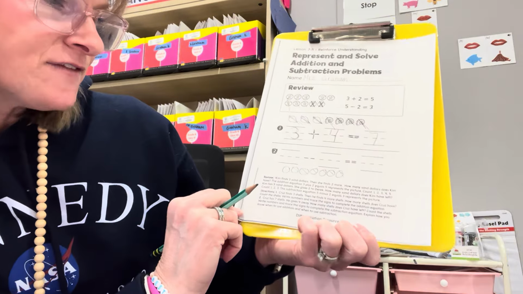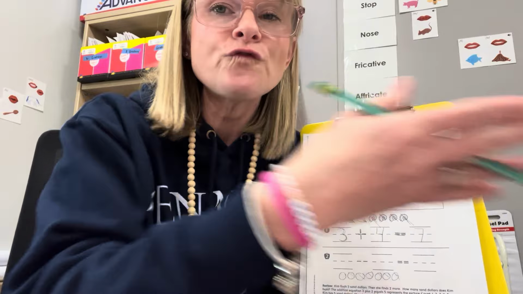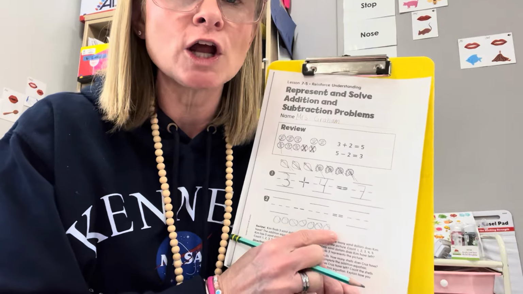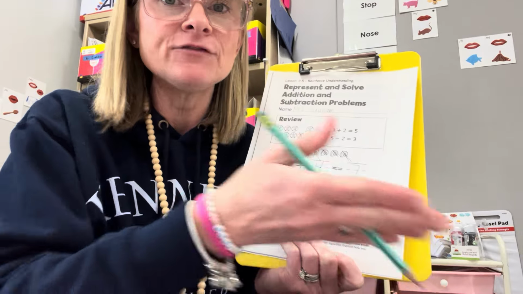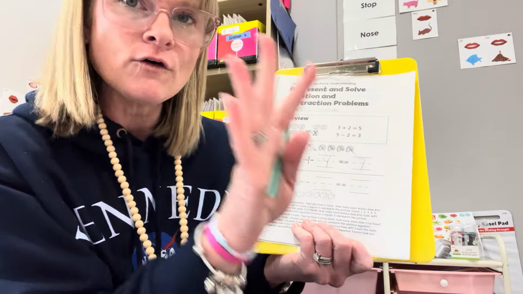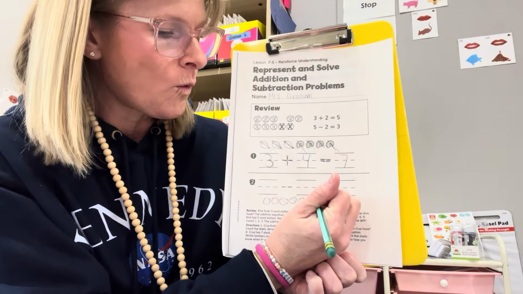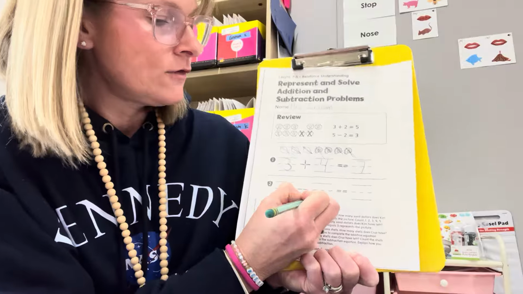Cruz has 7 shells. He gives 4 away. So he gives 4 away. Are we adding another group? Should I draw 4 more? Or are we taking away? Because he gave them away. He gave away 4. That's right. I'm going to X out 4. So let's do that. 1, 2, 3, 4.